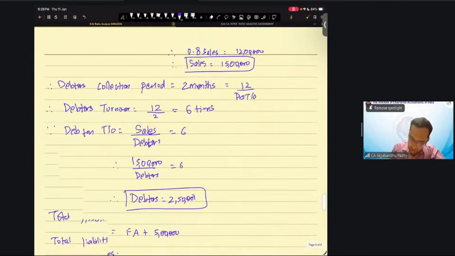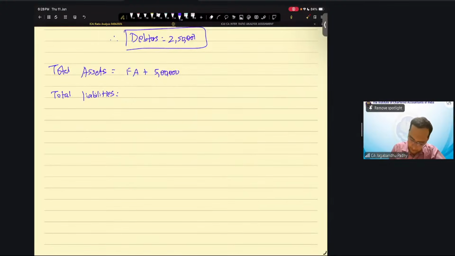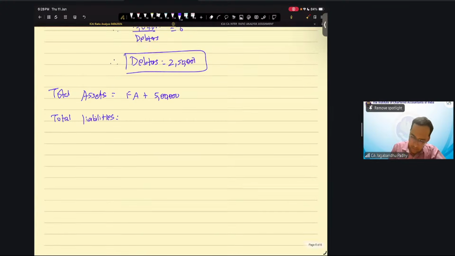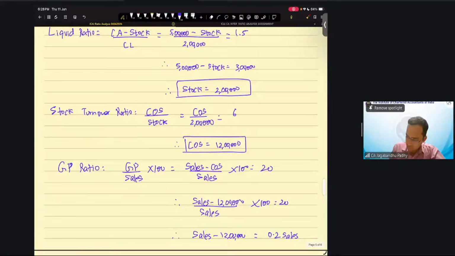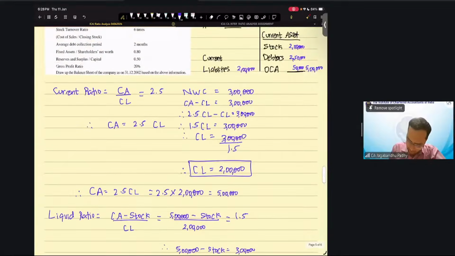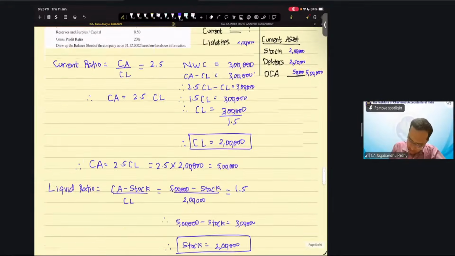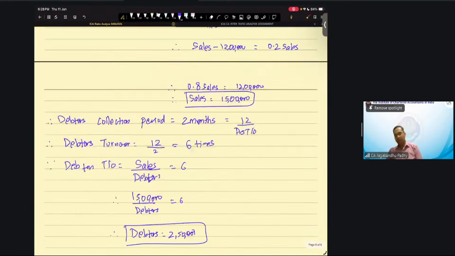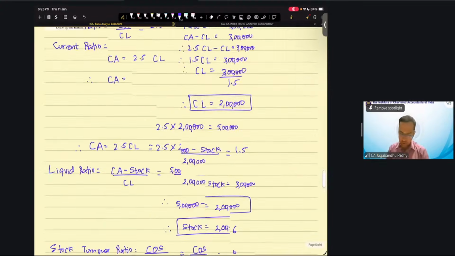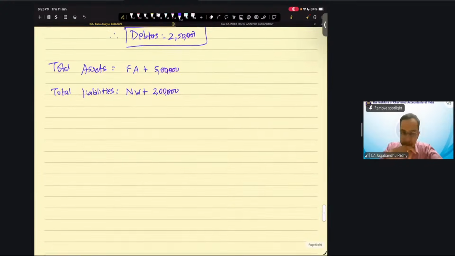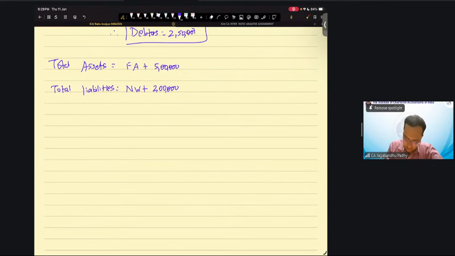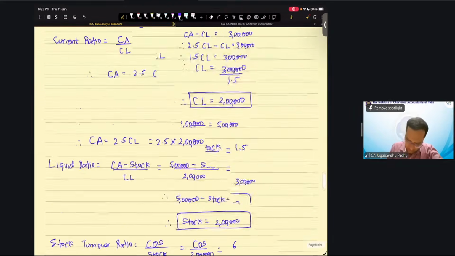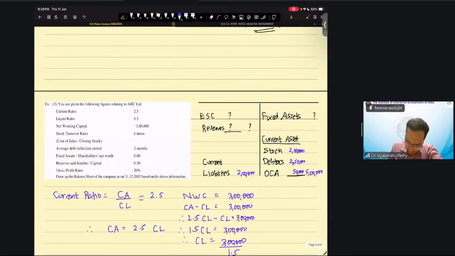So total liabilities is current liabilities of 2 lakh and net worth plus 2 lakh. And we have the ratio as fixed asset to shareholders net worth. The ratio is given as fixed asset to shareholders net worth as 0.8.